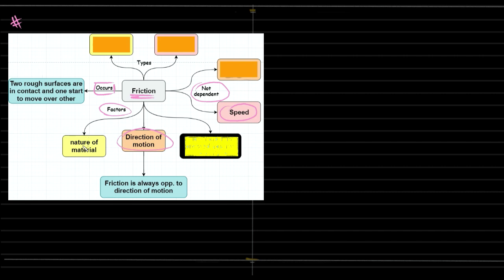Everything else is not required for you, so I erased it. Friction does not depend on the speed that the vehicle or the object or you are moving at, but it depends on the direction of the motion. If the direction of the motion is to the right, the frictional force is to the left. If the direction of the motion is to the left, the direction of friction will be to the right. That's all you need to understand and remember.